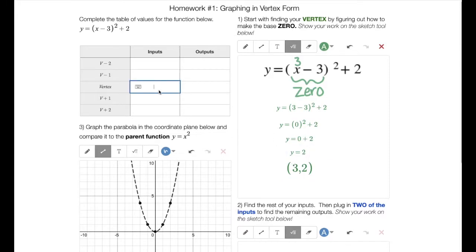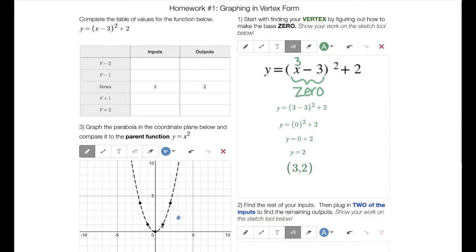I'm going to come over to my table. Notice the vertex is always the middle point because it will always be the minimum or maximum. It will always be located on the axis of symmetry, 3, 2. Now I can come down to my graph and I can actually graph that point. So 0, 0, 1, 2, 3, 1, 2. Here's the vertex of my new parabola.